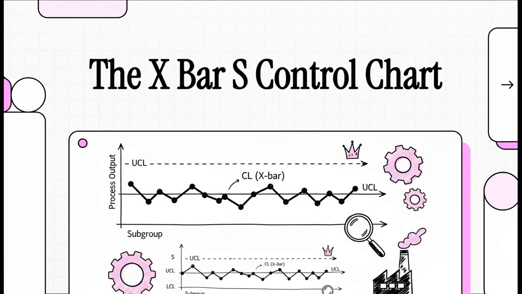All right, let's get right into it. Today, we're doing a deep dive on a tool that really separates the pros from the amateurs when it comes to managing a process. We're talking about the XBAR S control chart. And we're not just going to cover what it is, we're going to break down how you can use it as a serious strategic tool to drive excellence.